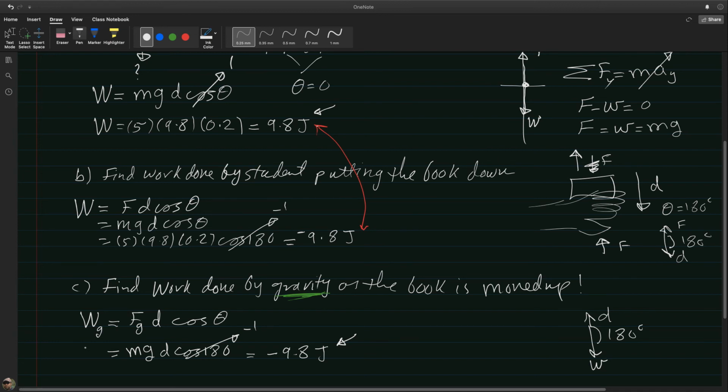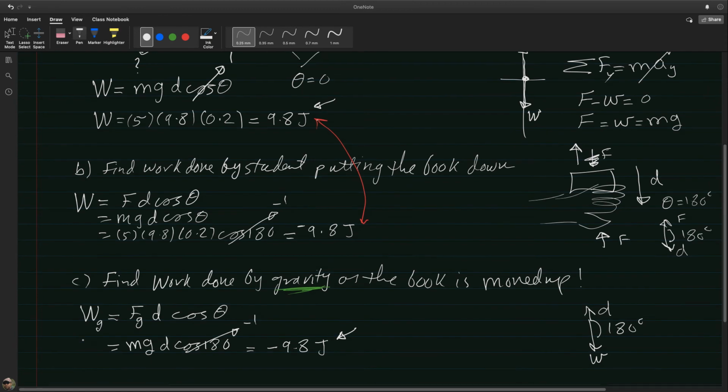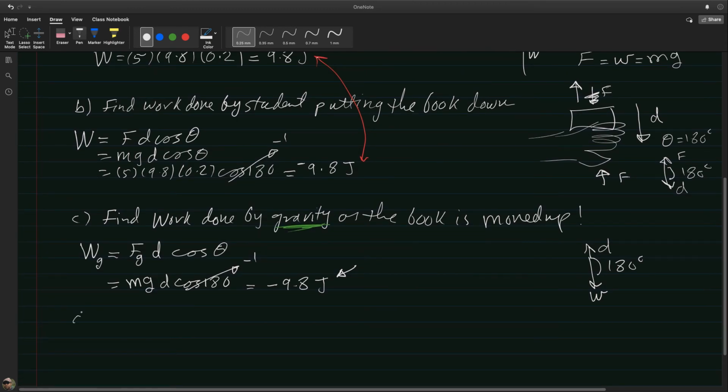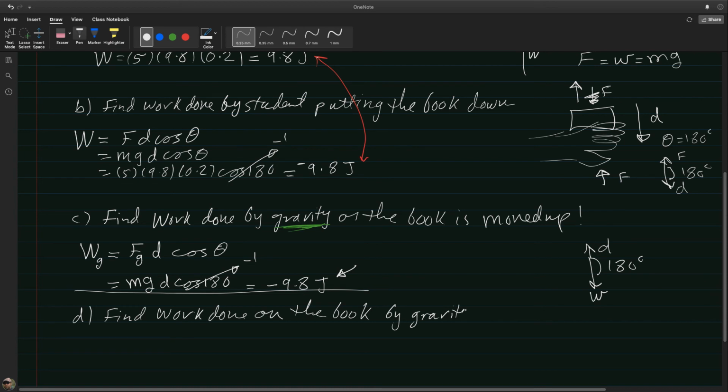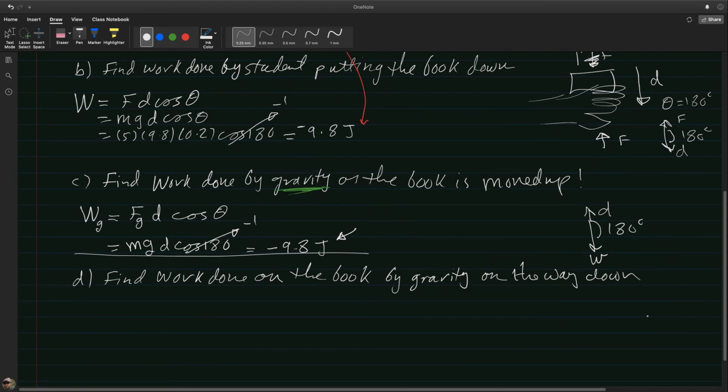Okay, now let's go to the fourth part. What do you think the fourth part is? Part D is that we need to find work done on the book by gravity on the way down. Okay, well, let's do that. Work done by gravity, which is the force of gravity times d times cosine theta. Again, the force of gravity is mg, and d comes down.